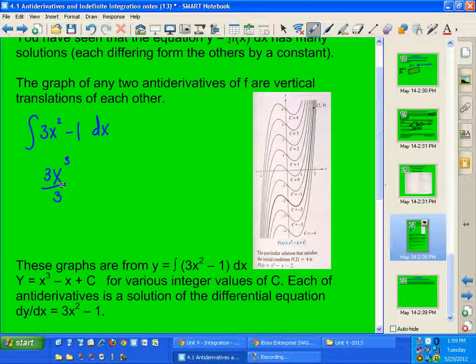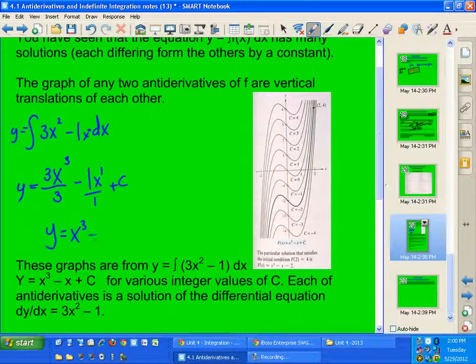Over here, I have the negative 1, and the x is to the 0 power that's originally hidden there, because that's 1. When I raise that up by a power and divide by that new power, there's my new x term. And then don't forget that you have to add on your constant. So this simplifies to y equals x cubed minus x plus c.